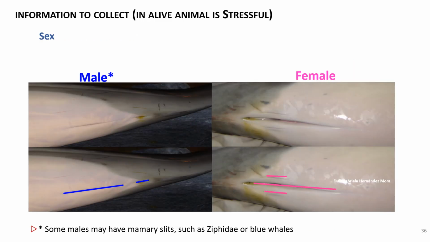How do we know the sex of the animal? Males have 2 slits, a long one and a small one, separated by the perineum. Females only have 1 long slit, and in the inner part there is separation between the genital and the anal slit. But outside, they have 2 other parallel slits, the mammary slits. Some males may have mammary slits, such as ziphiids or blue whales.